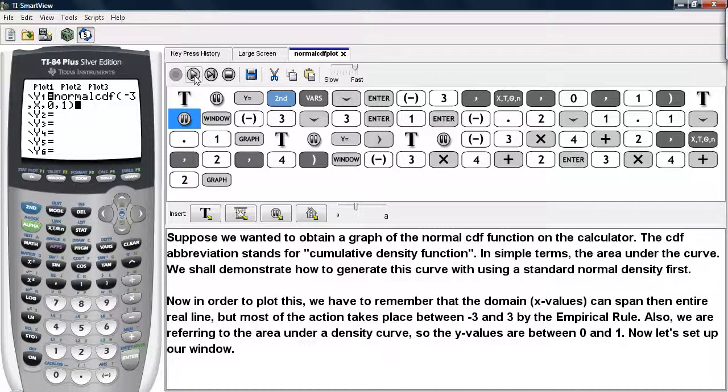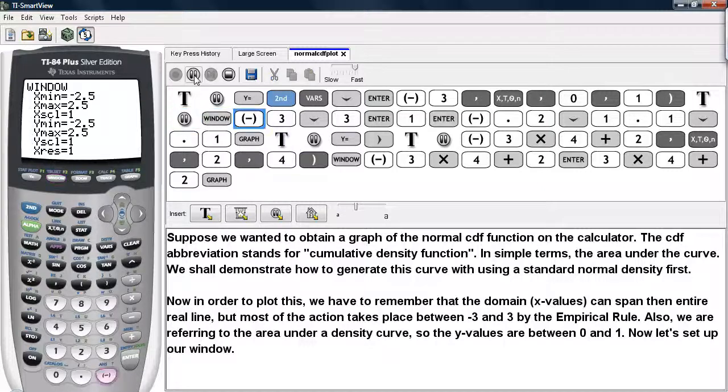Now, in order to plot this, we have to remember that the domain, or the x values, can span the entire real line, but most of the action takes place between -3 and +3 on the standard normal by the empirical rule. Also, we are referring to the area under a density curve, so the y values will be between 0 and 1. So now let's set up our window.